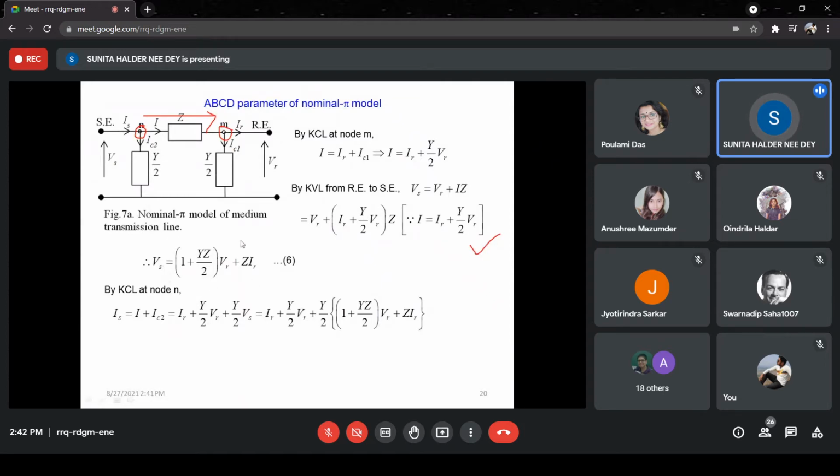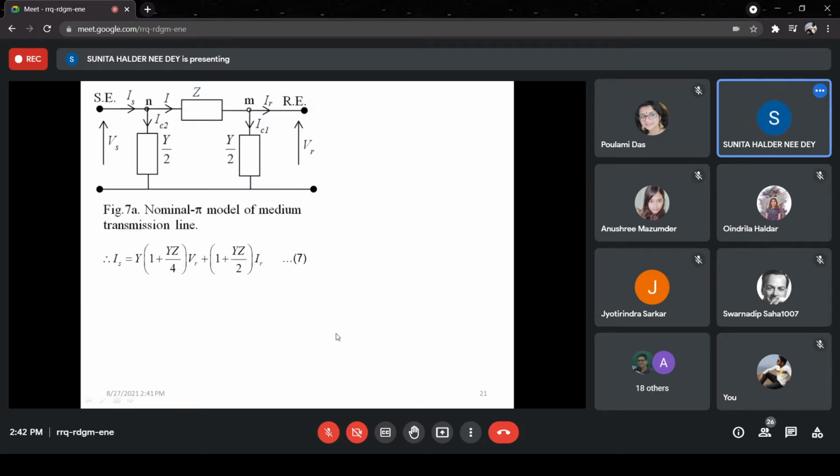Now the voltage at the sending end, we have already obtained an equation using equation 6. Then we can put that in place of Vs, right? So now on the right-hand side all parameters are only VR and IR. So by mathematical manipulation we can get Is equal to Y into (1 plus YZ by 4) VR plus (1 plus YZ by 2) IR. And we have already obtained this Vs equal to (1 plus YZ by 2) VR plus Z IR.